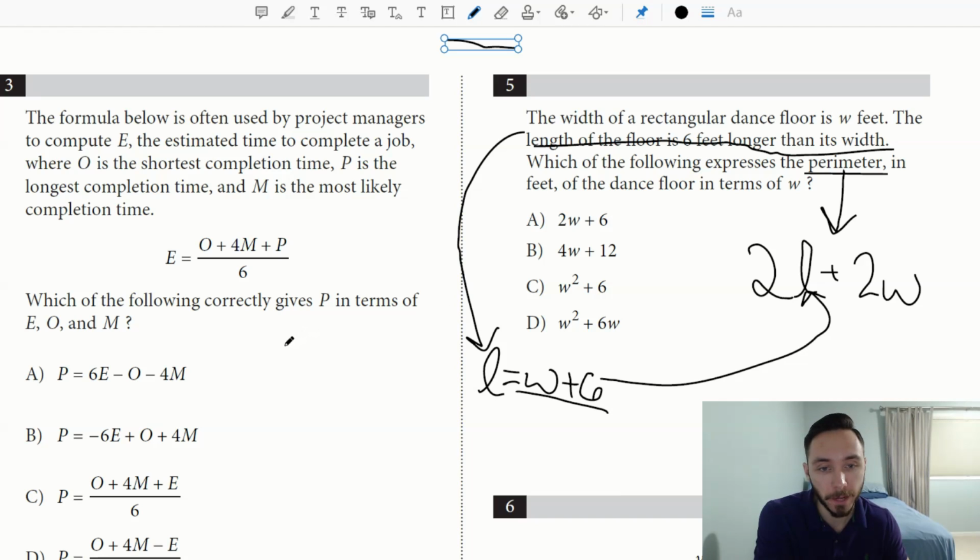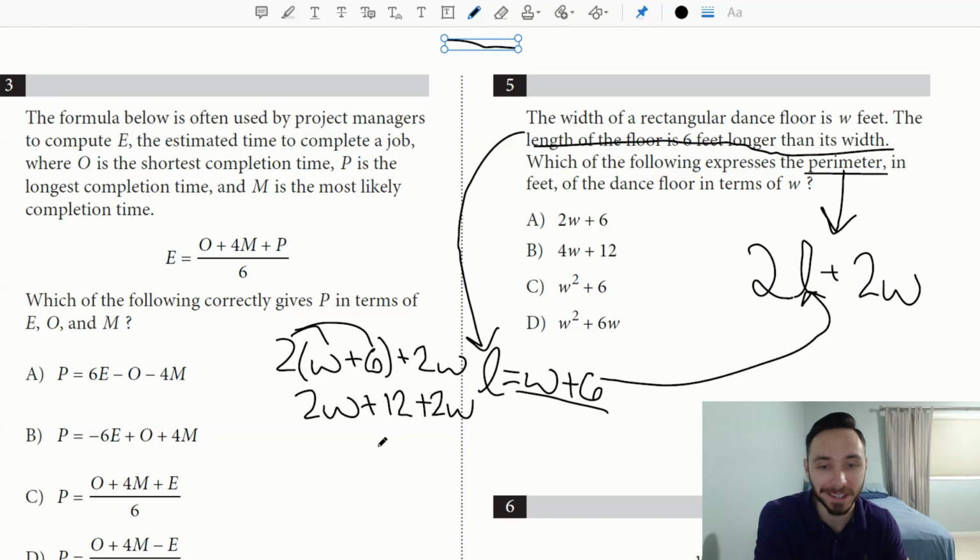If you'd like to see the math for that, it would be 2 times the W plus 6, and then plus 2W. Distribute that 2. We got 2W plus 12 plus 2W. I'm already jumping to the answer there. 2W plus 2W is 4W. Right off the bat, I know it's going to be B.